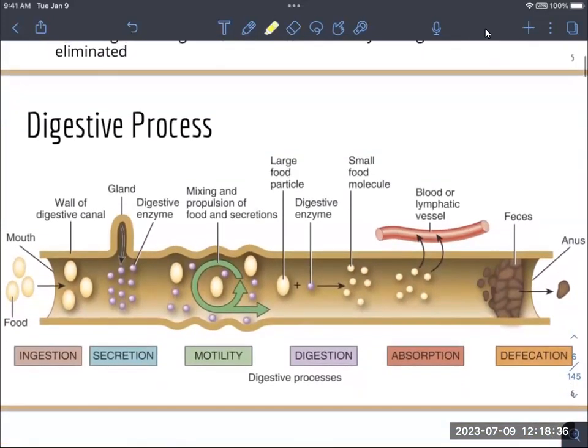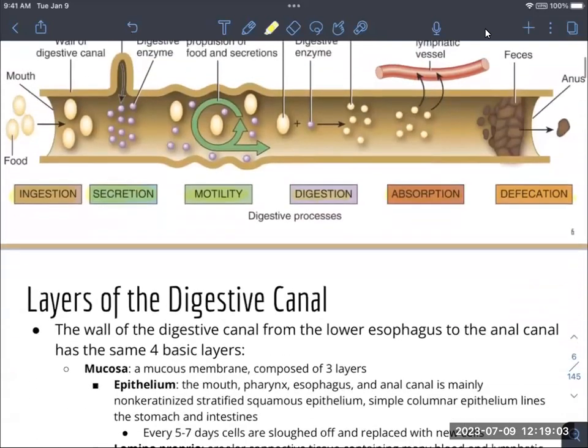So this whole process, we take in food particles. We have different glands that are going to secrete out to help break apart. Things are going to move down this digestive canal. We break food particles down to smaller and smaller and smaller till they are small enough that we can absorb them. And then whatever is left is excreted through defecation.